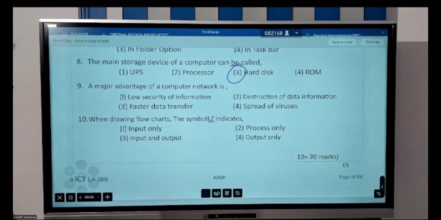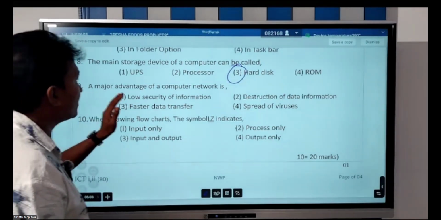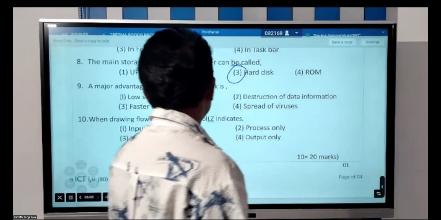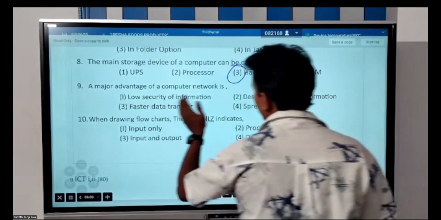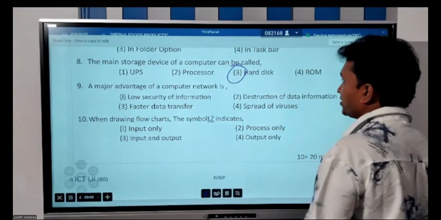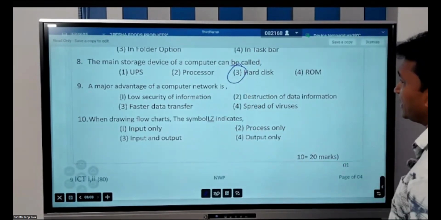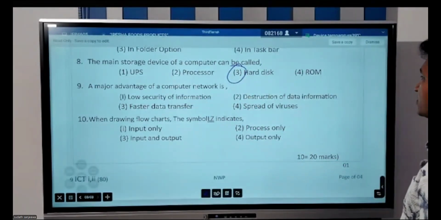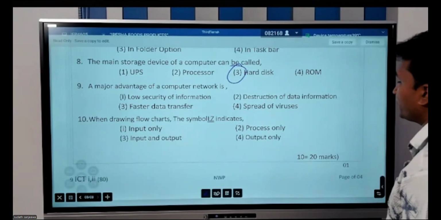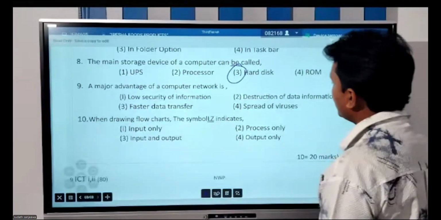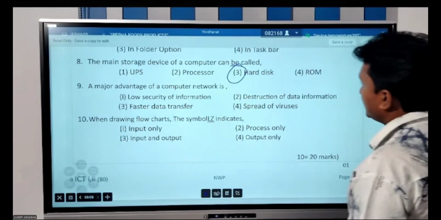A major advantage of a computer network: low security of information, destruction of data and information, fast data transfer, spread of virus. Asking advantages, so a major advantage of a computer network is faster data transfer.